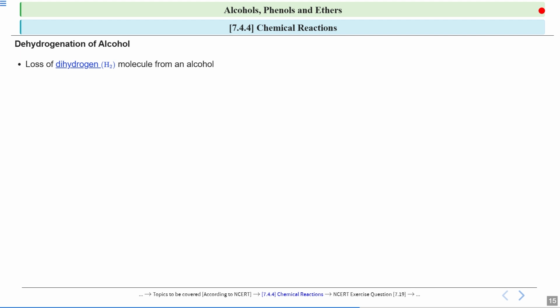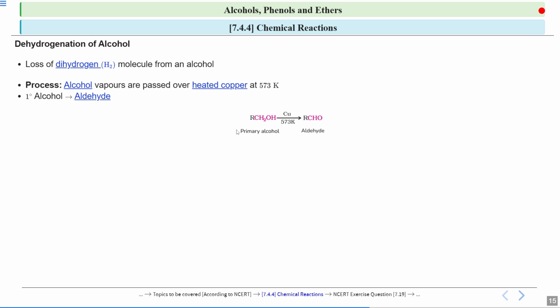Now let's talk about dehydrogenation of alcohols. Dehydrogenation means there is loss of a dihydrogen molecule from the alcohol. That means H2 is being lost from an alcohol. So alcohol vapors are passed over heated copper at 573 Kelvin. What is the process of dehydrogenation of alcohol? Alcohol vapors are passed over heated copper, and the temperature here is 573 Kelvin. When this process happens, your primary alcohol will give you aldehyde.